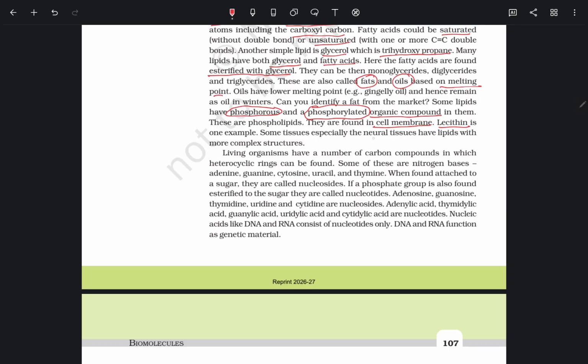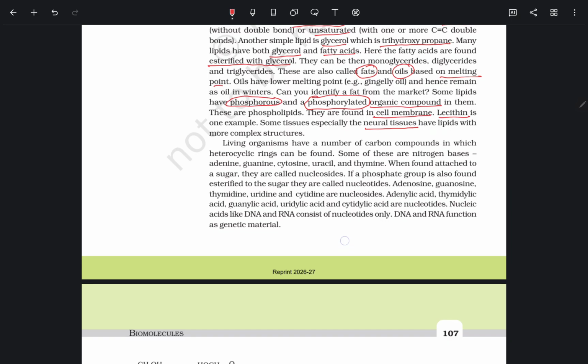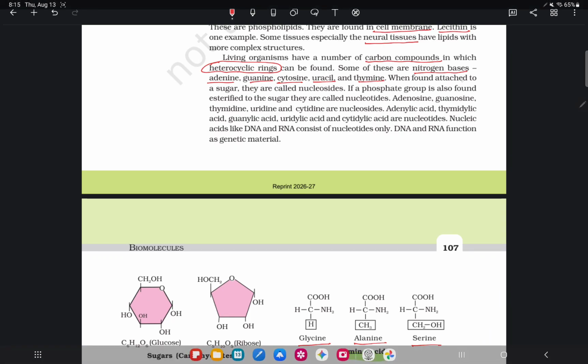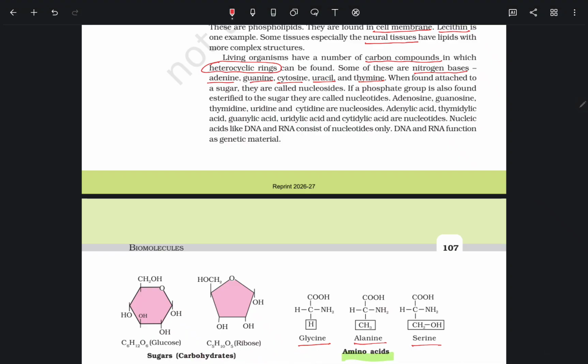Some tissue, especially the neural tissue, has lipids with more complex structure. Living organisms have a number of carbon compounds in which heterocyclic rings can be found. Some of these are nitrogen bases: adenine, guanine, cytosine, uracil, thymine. When found attached to sugar, they are called nucleosides.